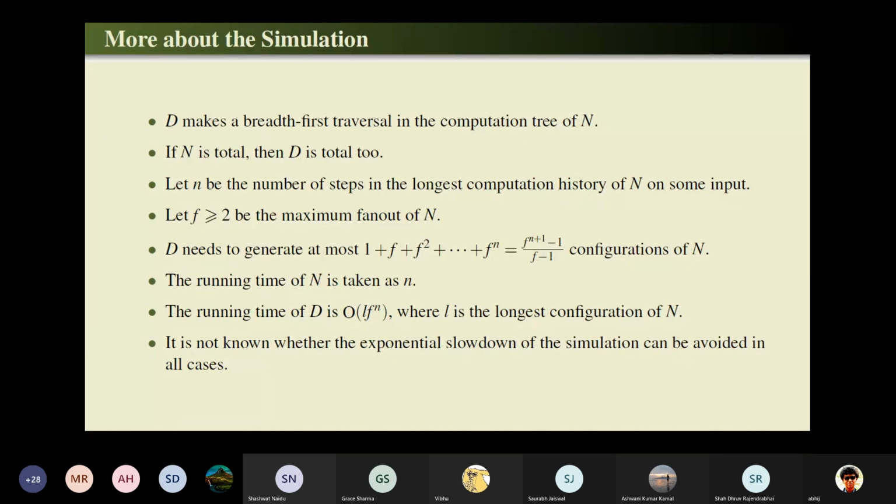And the question is, is this exponential slowdown unavoidable under certain situations? Or can I simulate the working of the NTM in a more clever manner such that I can avoid this exponential blow up in the running time? This is basically an unanswered question. And this essentially leads to the so-called P equal to NP problem.